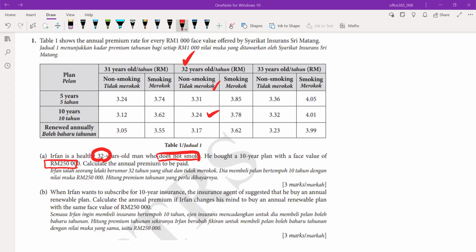Hold on, check your answer. What is the answer? Okay, see whether you can do it or not. Okay. Check. Hold on.